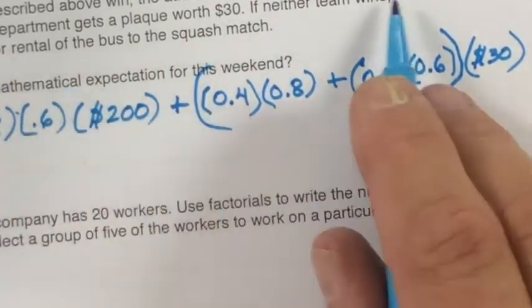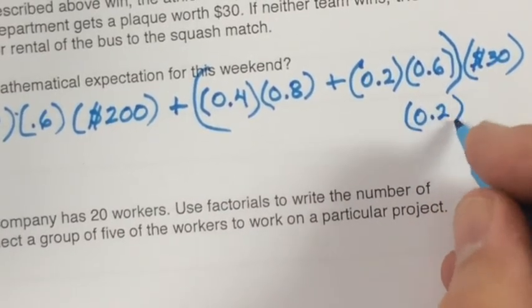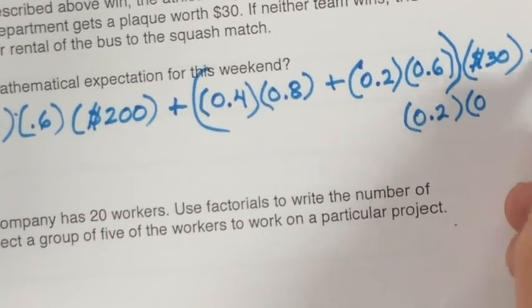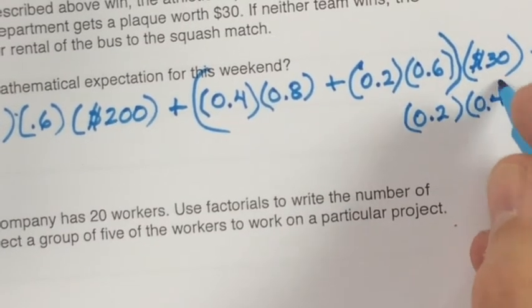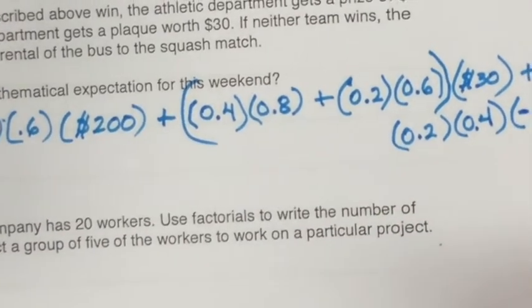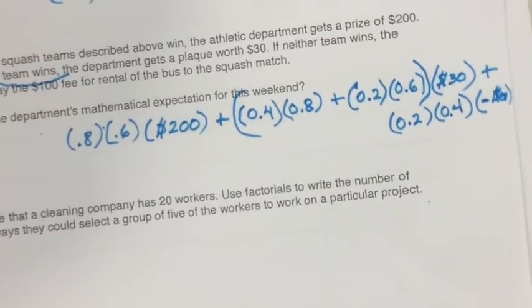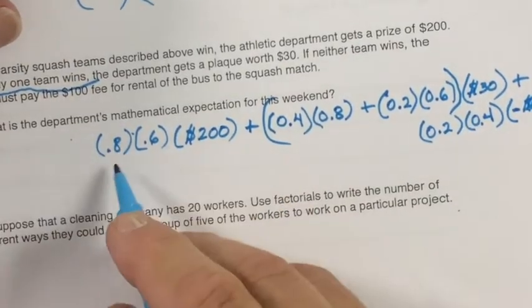And if neither team wins, what's the probability of that? That's 0.2 times 0.4. They'll have to pay $100, so that's a negative amount. Okay. So that's what we're talking about here. Now we got to do the arithmetic.